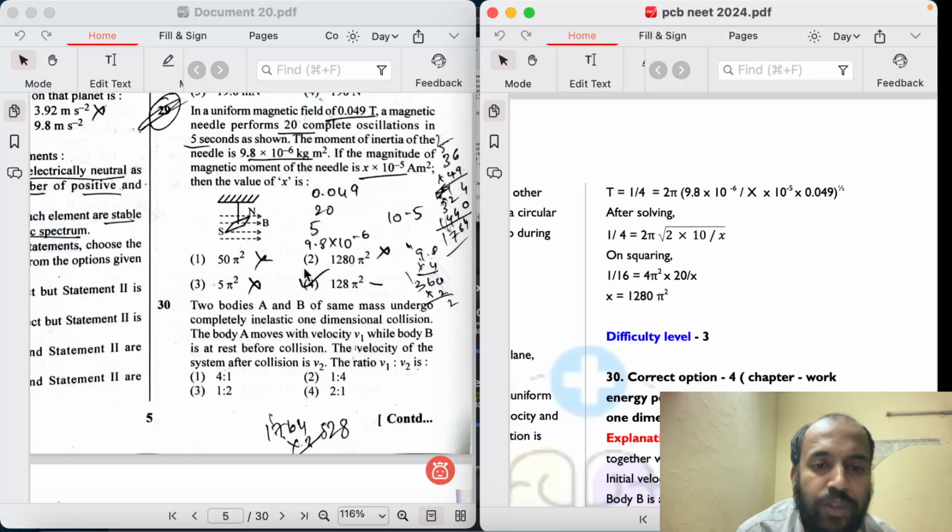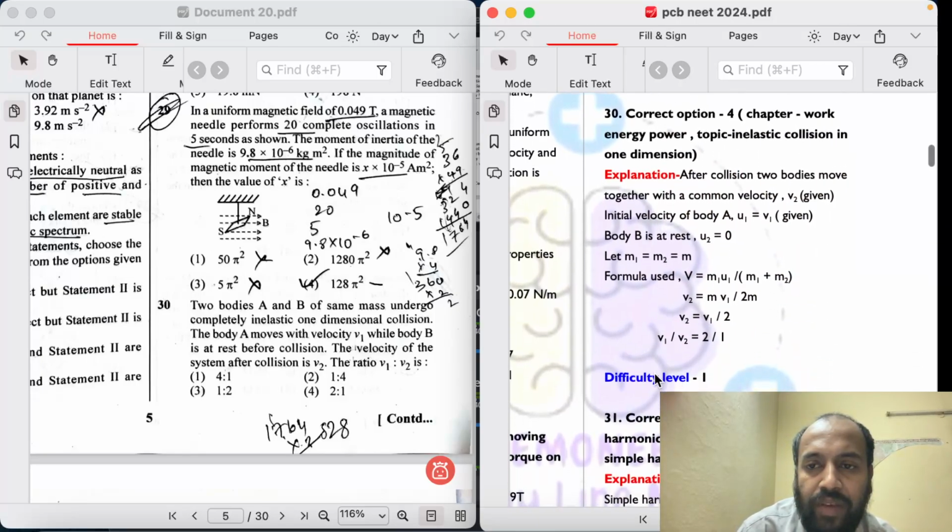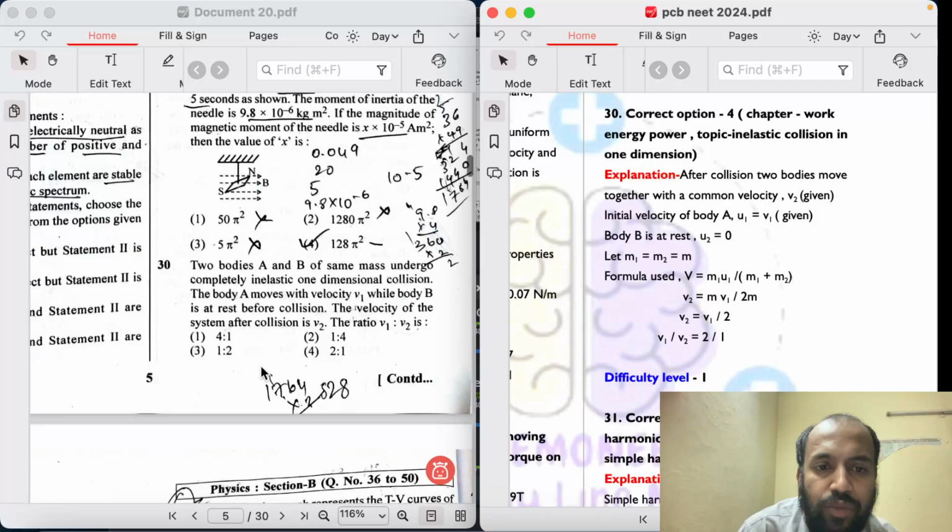So the correct option would be option number 2. Now it's obviously a formula that you need to know, and it's not something which you learn on a daily basis. This formula, you have to know it directly. So that's why we can put it in difficulty level 3. Let's look into the next question, question number 30.